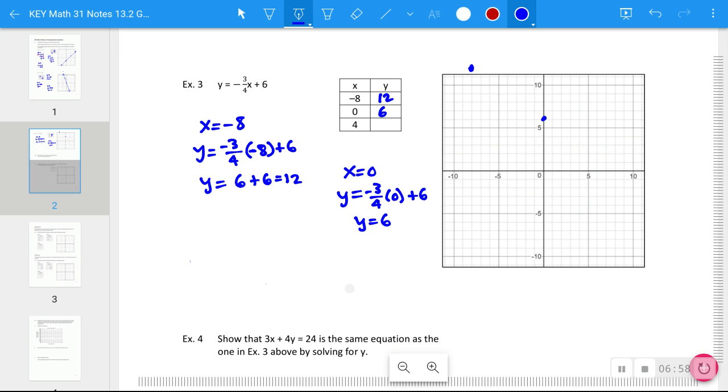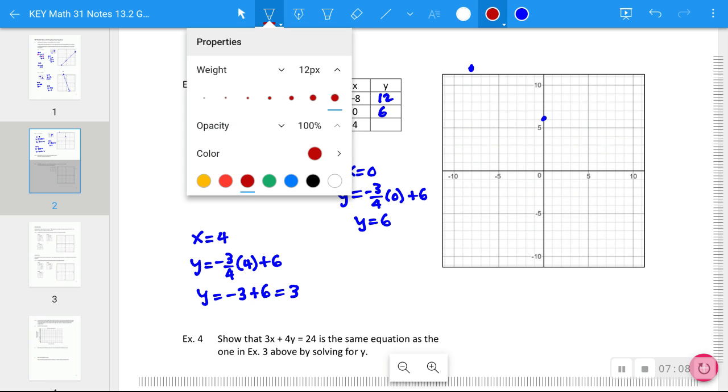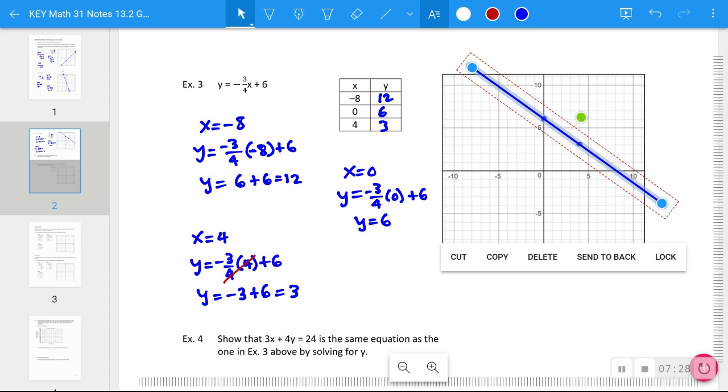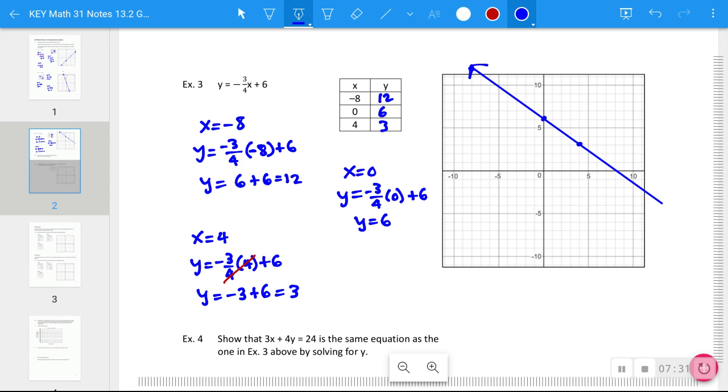Okay, now let's put 4 in. And I've got those calculations ready to show you. In this case, the 4's cancel. And you get -3 plus 6 would be 3. So we're going to go ahead and plot the point 4, 3, which is right here. And you can see everything's lining up pretty well this time. So I'm going to take that right through there. And once I've done that, I'm going to indicate that it keeps going forever by putting those arrowheads on there.